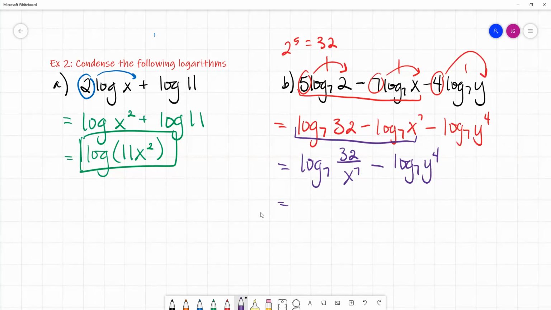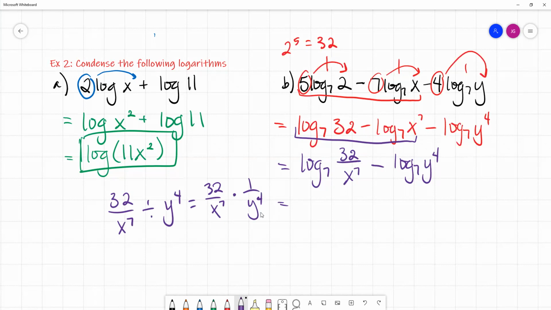Okay, it's kind of weird to work with the fraction though, right? That's going to be this divided by y to the 4th. So 32, I'm going to do it on the side over here. 32 over x to the 7th divided by y to the 4th. Another way to think about that is 32 over x to the 7th times the reciprocal, 1 over y to the 4th, right? Division is the same thing as multiplication by the reciprocal.